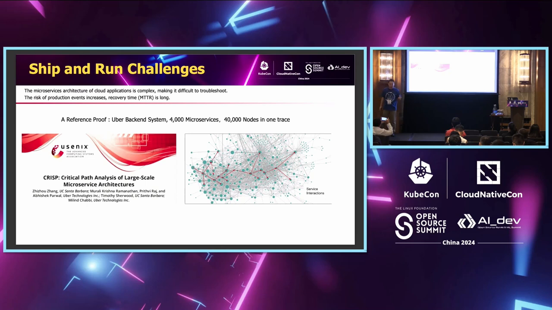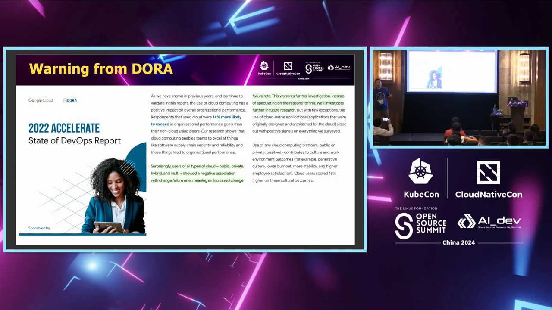And also, it's very hard to deploy, operate, and monitor the applications and services in the cloud. We refer to the Uber paper about the critical path analysis of large-scale microservice architecture. Since the architecture is really complex, it's hard to monitor. He gave an example: Uber's backend system is composed of 3,000 microservices, and one trace has 40,000 nodes. So it's really complex. And meanwhile, DORA gave the warning in 2022.